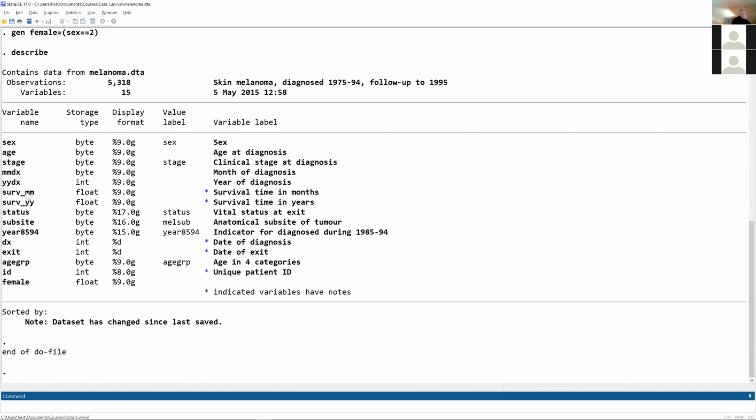And of interest to us is surv_mm. That's the survival time in months. We will use that one. We would need the status variable. That's the vital status at exit. So that's our indicator of event. And we will use the female variable.